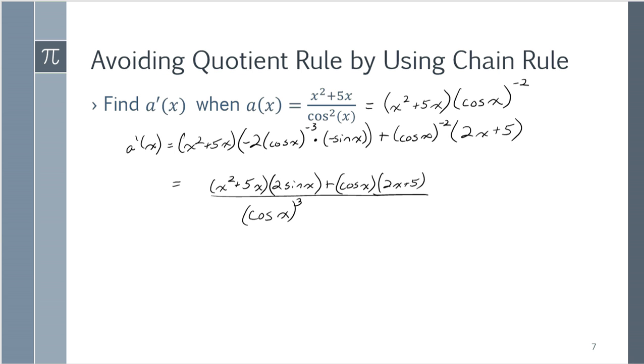And this actually is what I would get if I did the quotient rule and simplified. So chain rule and product rule simplify gives me the same thing as if I do quotient rule and simplify. Since I'm not required to simplify, it doesn't actually matter which way I do it.